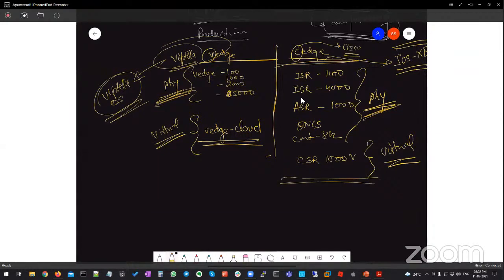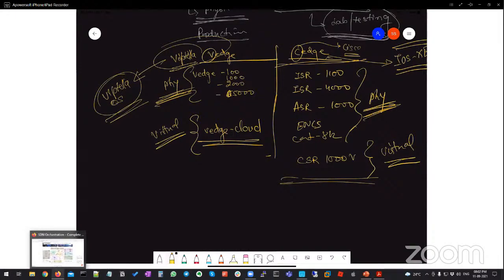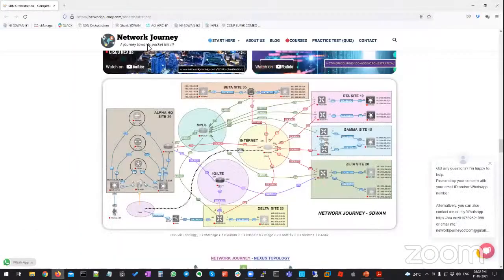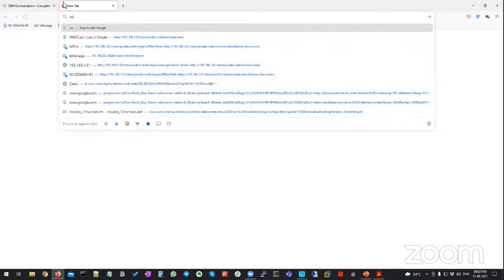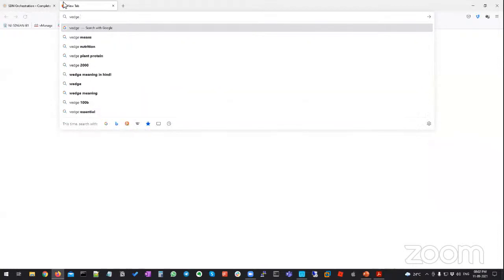Now to make the difference between them. Cat 8K, is this a layer 2 or layer 3 device? Layer 3, of course. It's not coming under router actually. It's a switch. Yes, so Catalyst series.